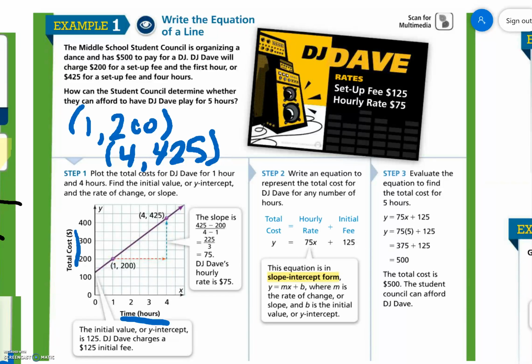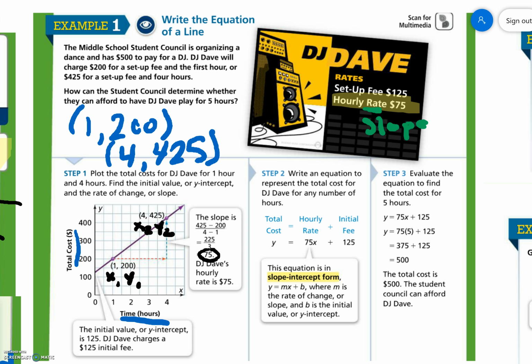Remember, we label these x1, y1, x2, y2. Solve for the slope and get 75. But also we see that at the hourly rate, 75. If you ever see rate, that tells us that's the slope. So we know it's going to be y equals 75x.